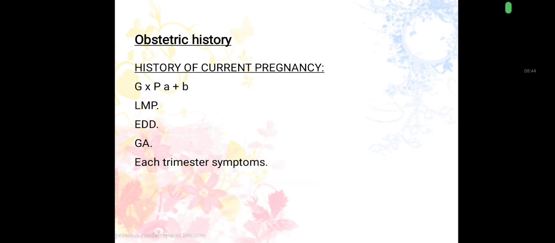This is the main part of this lecture, the obstetric history, in the form of history of current pregnancy and past obstetric history. In the history of current pregnancy, we need to know the age of the patient and the last menstrual period to calculate the expected date and gestational age, and then each trimester's symptoms will be analyzed.